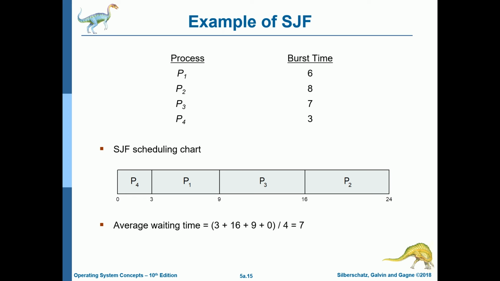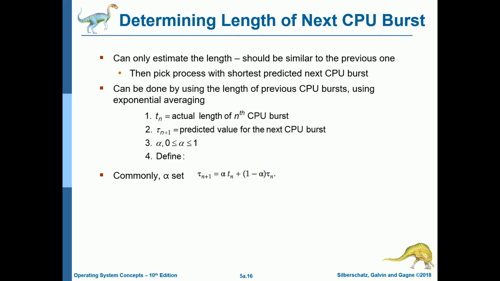Now, if we take this example and sort it based on the burst time, we can get the shortest job first scheduling here, which gives us the average waiting time of 7 time units, which is the optimal amount of average waiting time. But again, we can only estimate what that CPU burst is. One way that we could do this is the next CPU burst is generally predicted as an exponential average of the measured lengths of the previous CPU bursts.